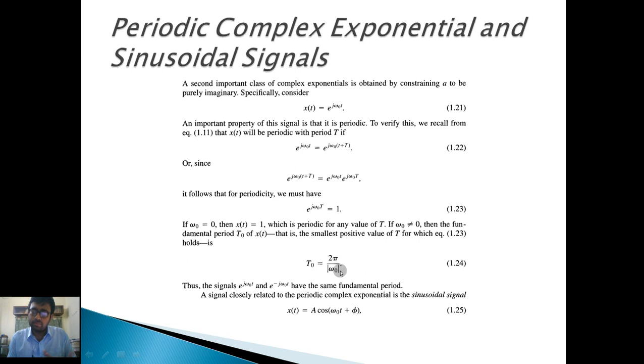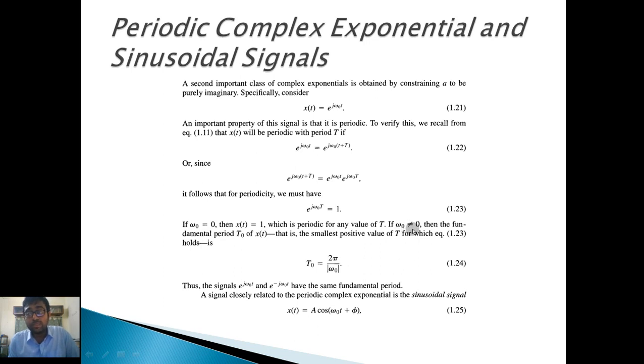It's a mod value, so because we only take the amplitude value, we only take the absolute value of omega. Now if omega 0 is equal to 0, then x function of t is equal to 1, simple, which is periodic for any value of t. It means that for the exponential function, with alpha equal to j omega 0, when omega 0 is zero, that signal will be periodic.